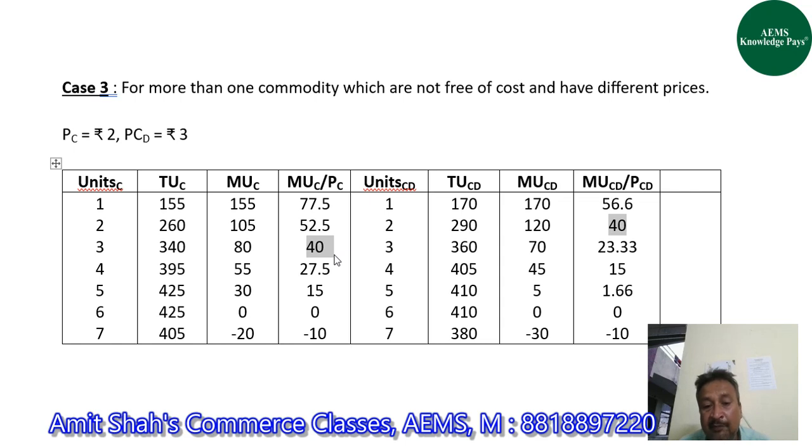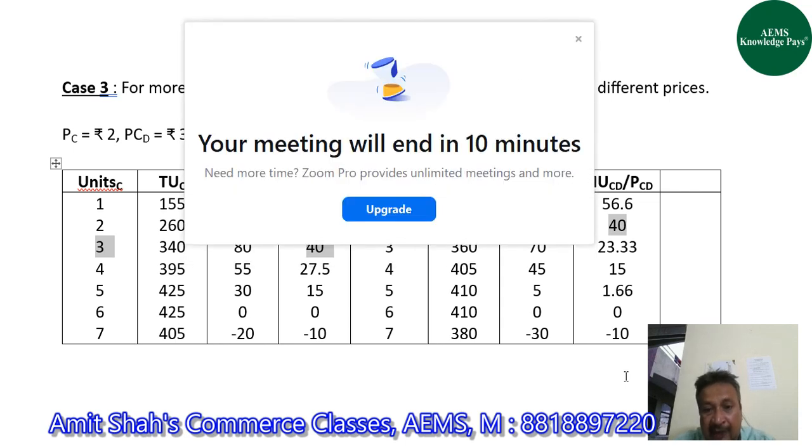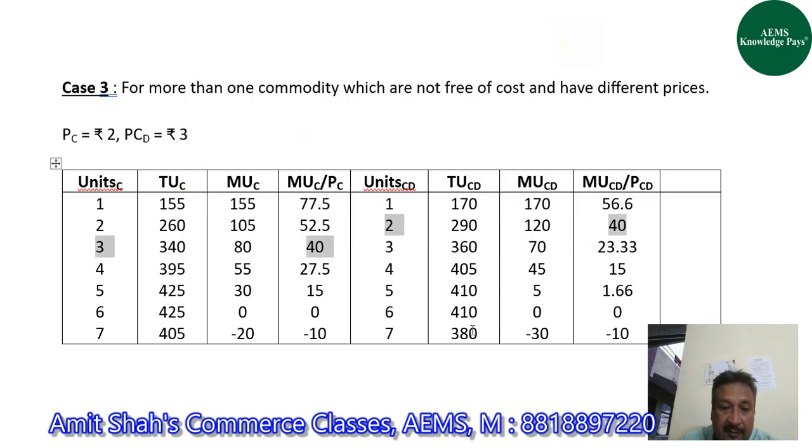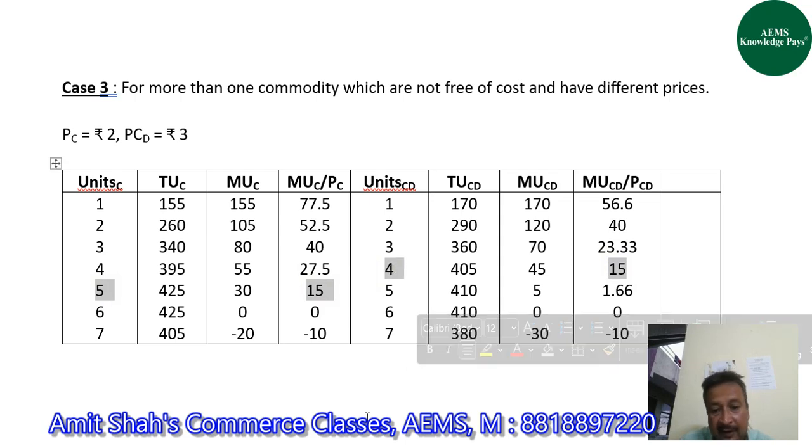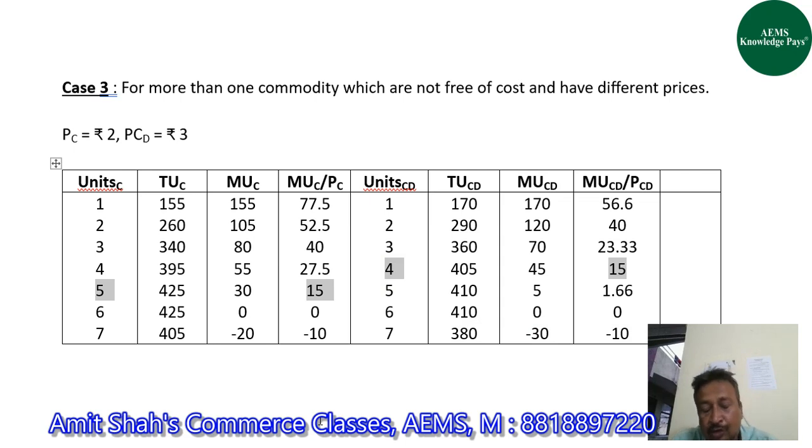Each rupee spent on chips, when he buys 3 chips, gives him 40 utiles, whereas when he buys 2 cold drinks, it gives him 40 utiles. So he will not have any problem in purchasing the two, that is 3 units of chips and 2 units of cold drink, because they both give him the same amount of satisfaction by spending each rupee on each of these items. The other is here, that is 5 units of chips and 4 units of cold drink, again giving him the same amount of satisfaction by spending 1 rupee on each of these two commodities.